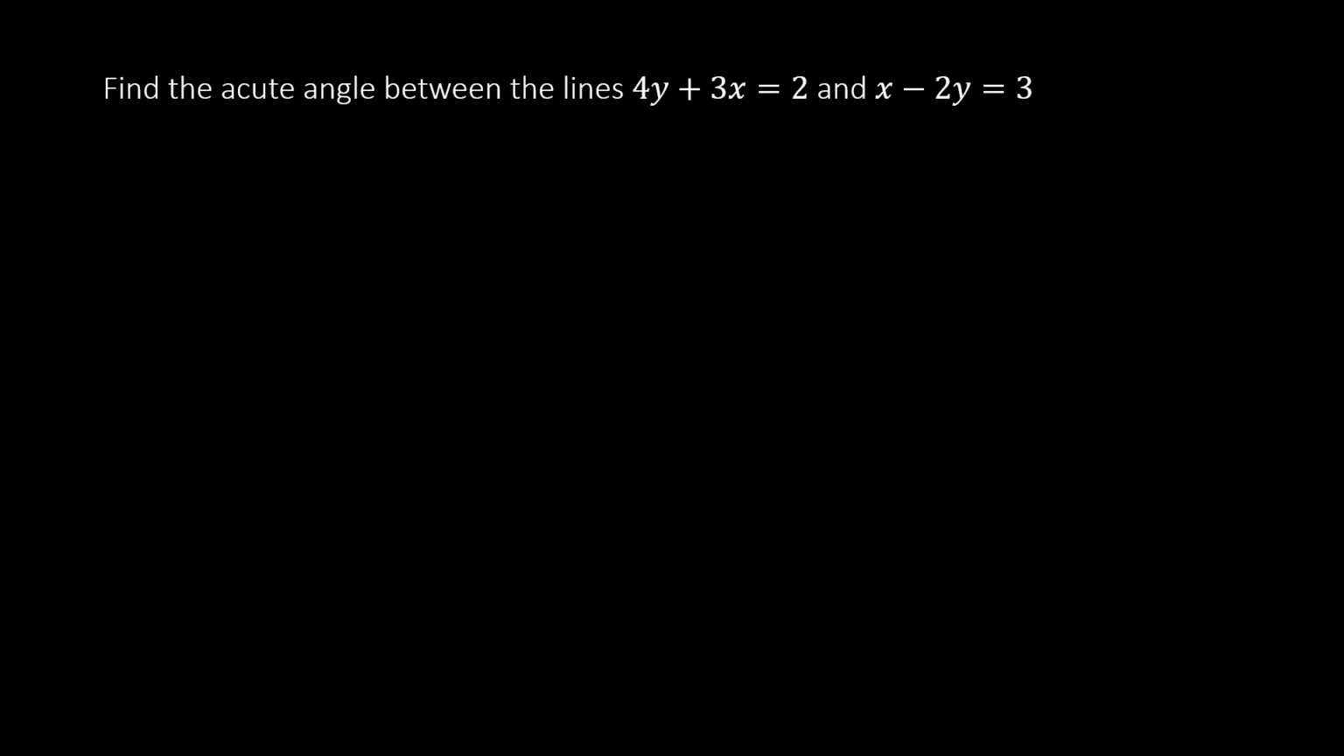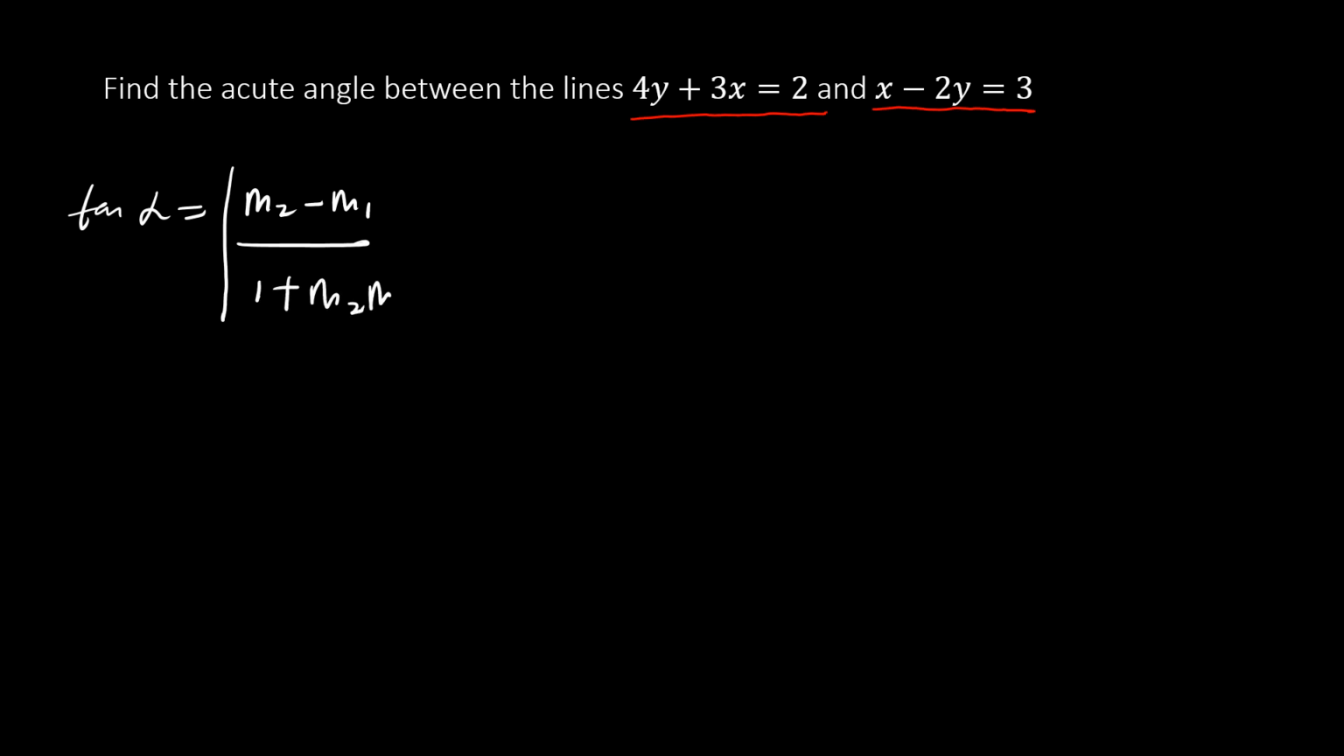This will be our last example. We have to find the accurate angle between the lines 4y plus 3x equals 2 and x minus 2y equals 3. To do this, we are still going to be using our formula, which is tan alpha equal to the absolute value of m2 minus m1 over 1 plus m2 multiplied by m1. So this is the first line and this is the second line. What you need to get now is the slope of the first line, which is m1, and the slope of the second, which is m2.